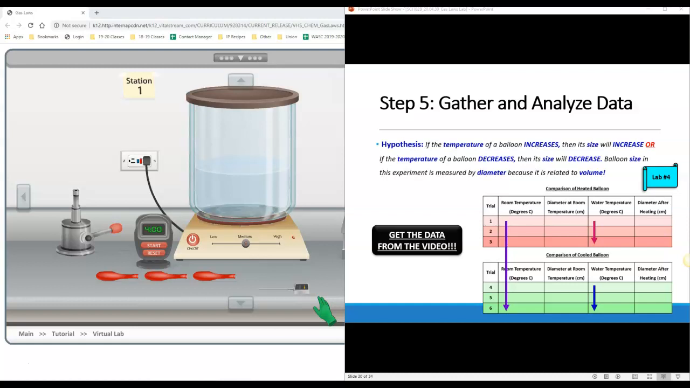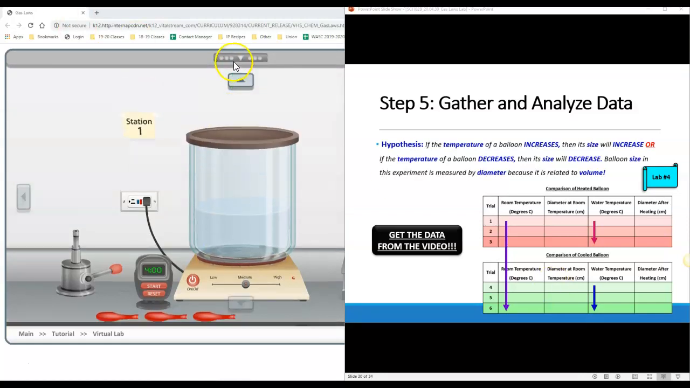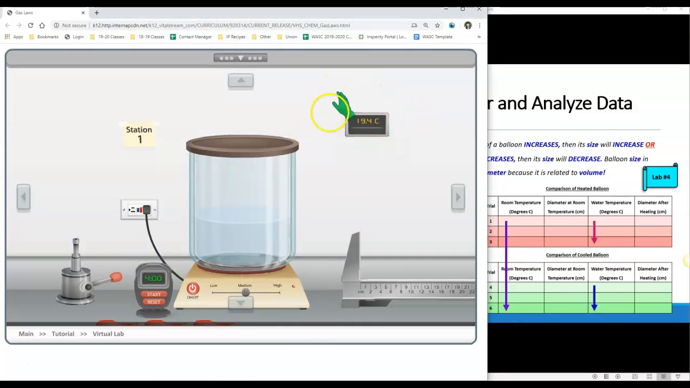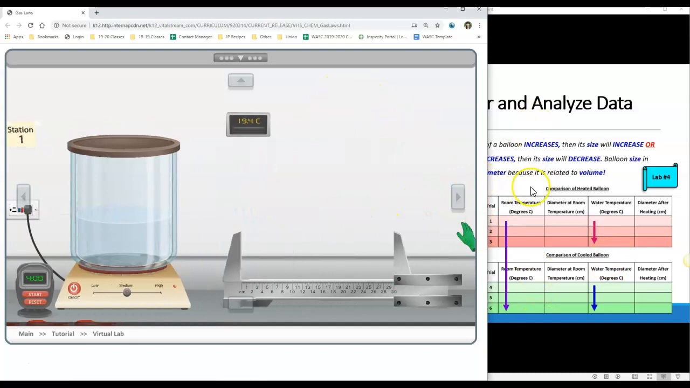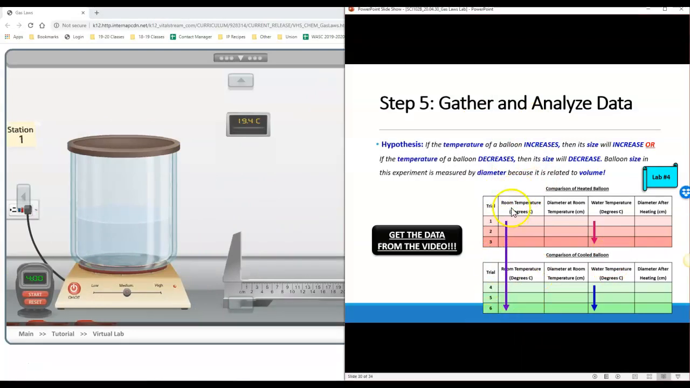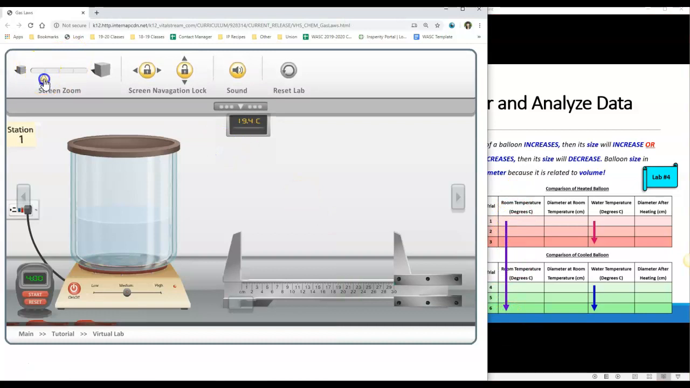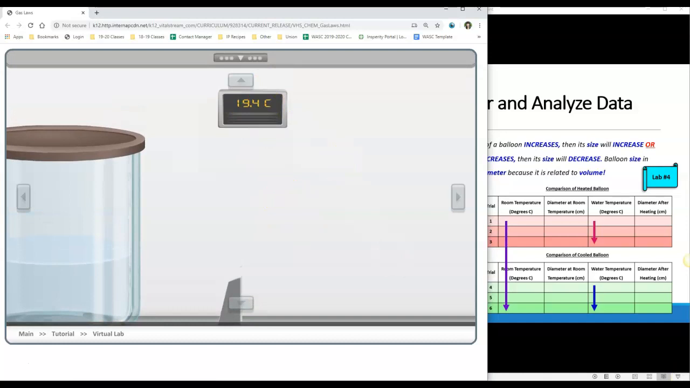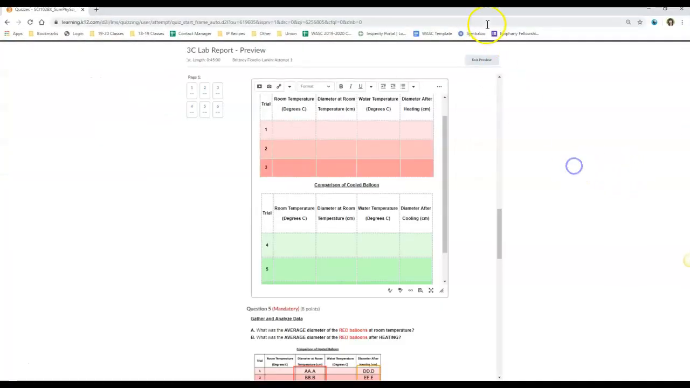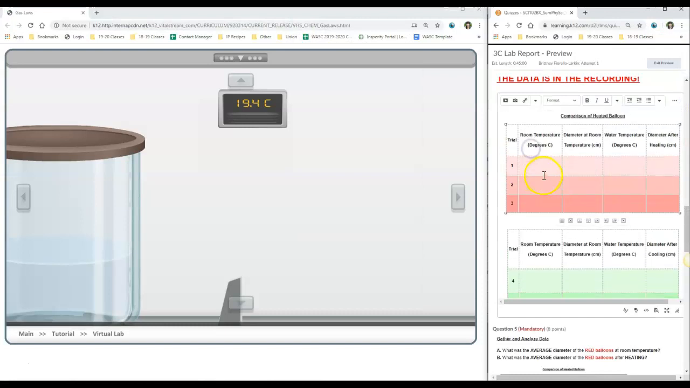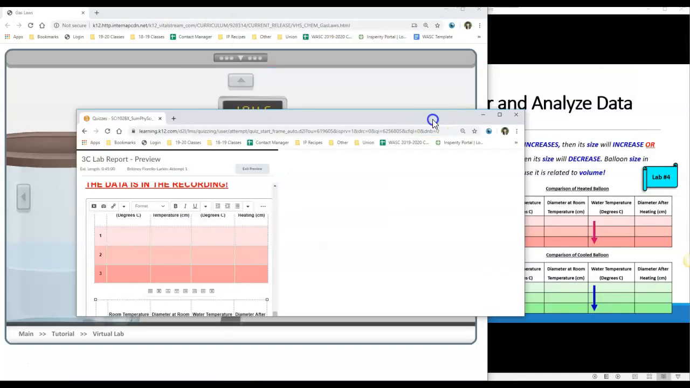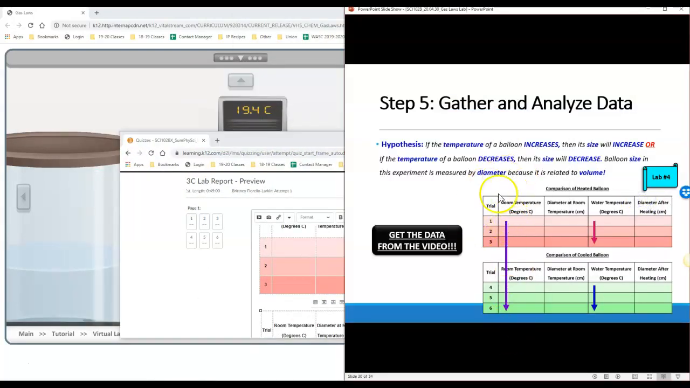Okay, so let's take a look here. First off, you need to figure out what the room temperature is. The room temperature is going to be the same for the entire trials 1 through 6. You can see right here that this room temperature is 19.4. That's what you're going to put into your lab report for question number 4: room temperature for number 1, 2, 3, 4, 5, and 6 should all be 19.4. All of these room temperatures, as demonstrated by the purple line, should be identical.